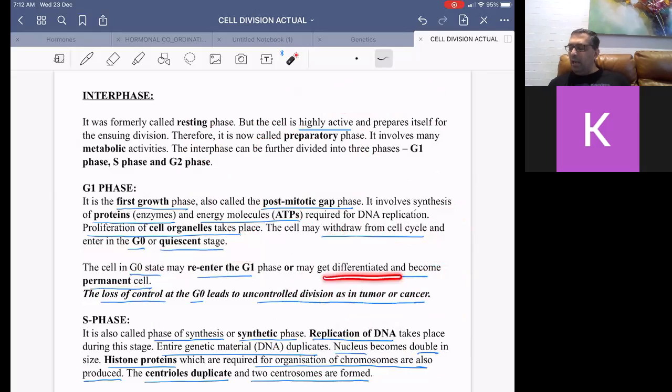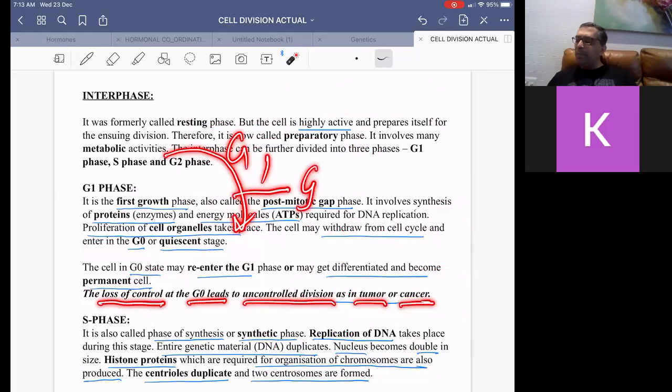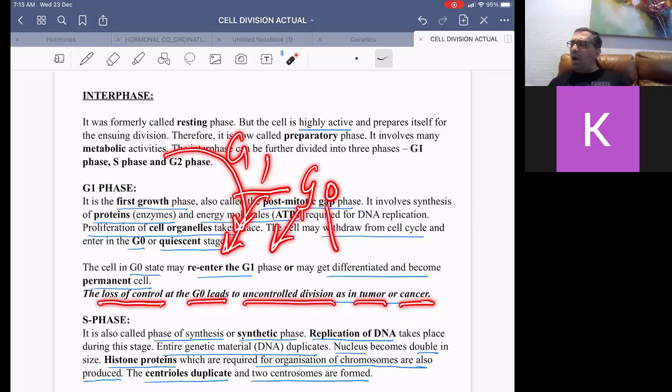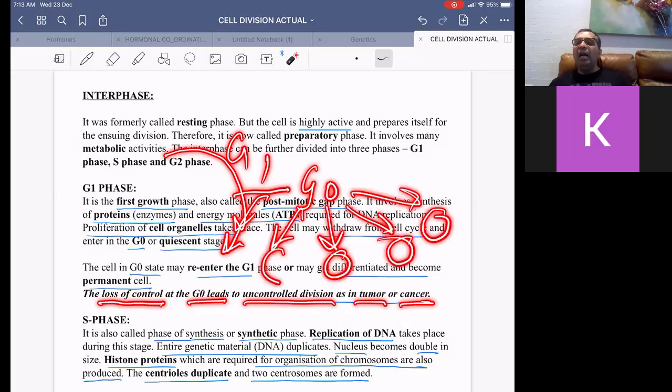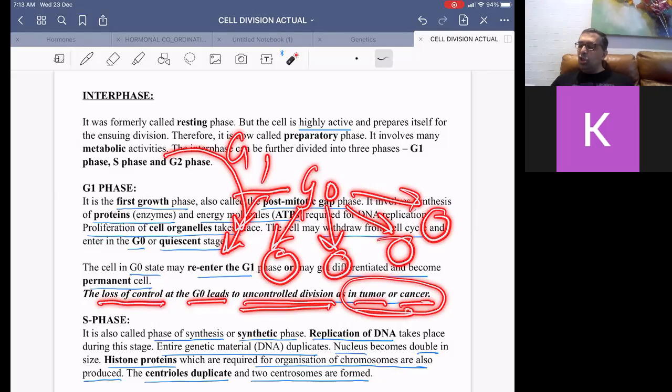So what is a differentiated cell? A cell in a G0 phase has undergone differentiation, and a loss of control at the G0 phase leads to uncontrolled cell division as in tumor or cancer. एक सेल G1 से G0 फेज में जाता है और G0 फेज से it does not enter a normal G1 phase, but it goes into an uncontrolled cell division phase, and that is called as a tumor or a cancer. तो G0 फेज से वो डिफरेंशिएट होकर परमानेंट बन सकता है, या उसका लॉस ऑफ कंट्रोल हो सकता है G0 फेज में, जिससे एक कैंसर या ट्यूमर बन सकता है. That is the G1 phase.